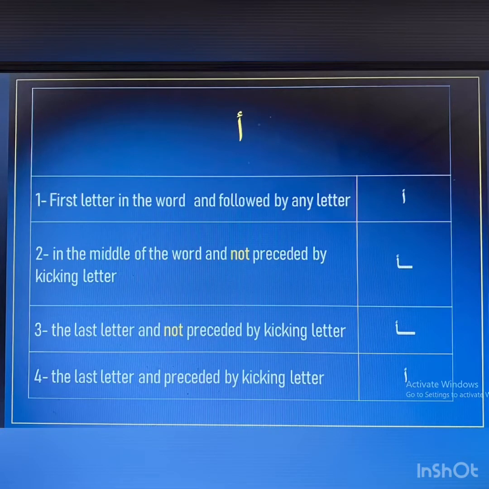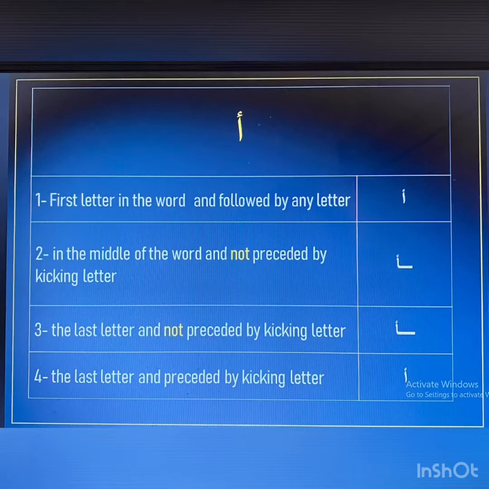Our first letter will be letter Hamza. We have 4 different positions for Hamza, or 4 different cases. The first is when Hamza comes as the first letter in the word and followed by any letter. So the shape in the first line will be the shape of Hamza in the beginning of the word. Second line, when Hamza is in the middle of a word.